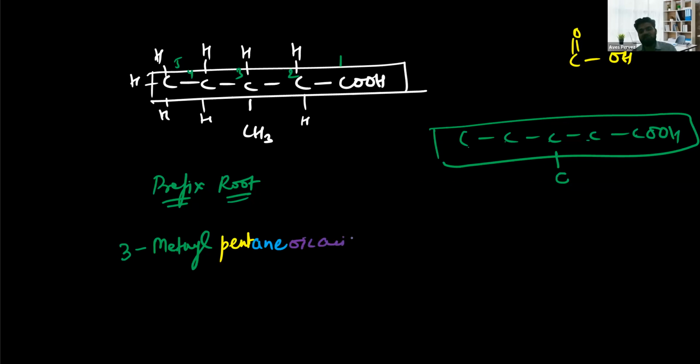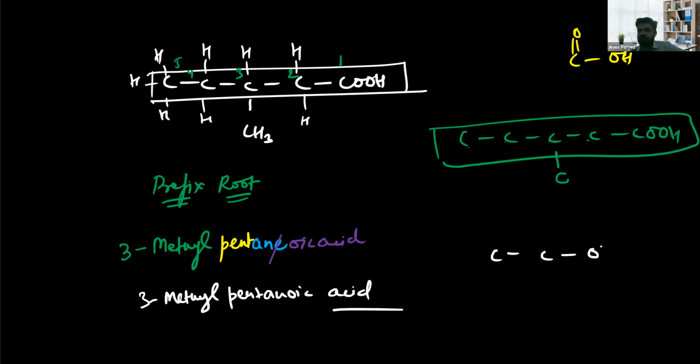Now O and E are two vowels, and two vowels cannot be written simultaneously. So this E will be cancelled out, and we will write the name of this one as 3-methylpentanoic acid. Got it? Yes, sir.